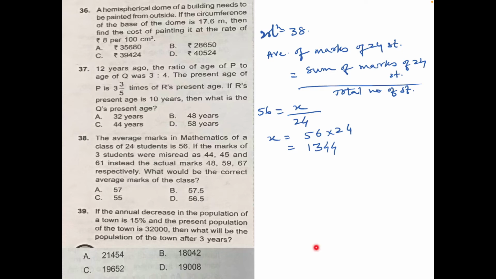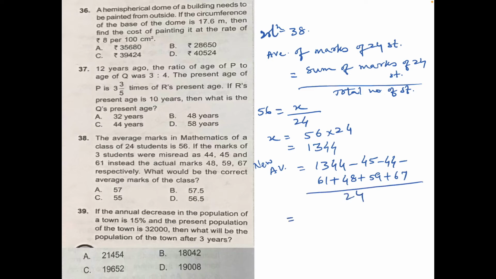So, for that I will do it like this. The new average will be 1344 minus 45 minus 44 minus 61, now plus 48 plus 59 plus 67. This will be divided by 24. When you simplify it, I'll directly write the answer.